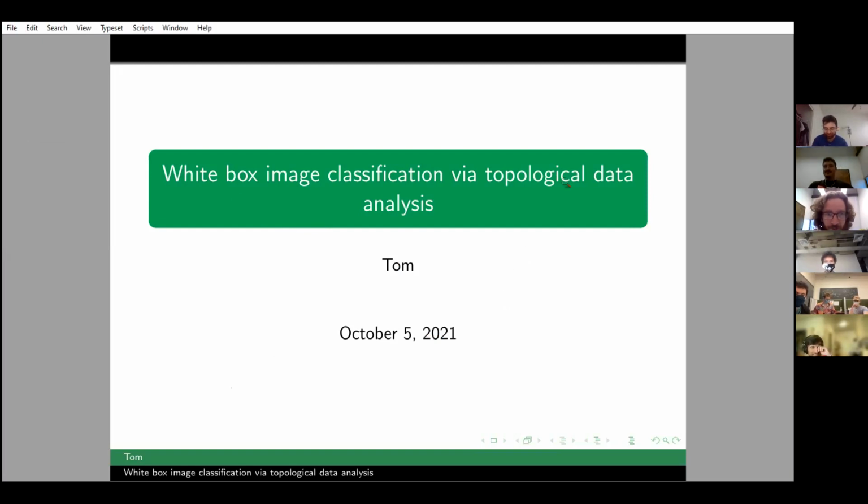So today I'm going to be talking about some topological data analysis. If you've never heard of it before, that's perfectly fine. I plan on introducing it at least at an intuitive level and kind of starting from nothing.